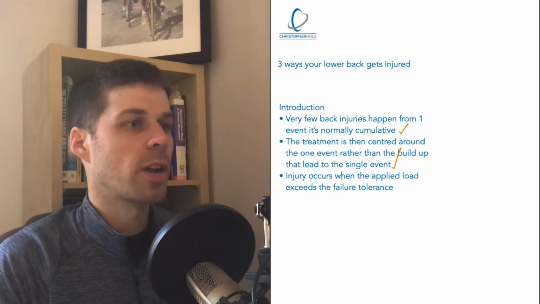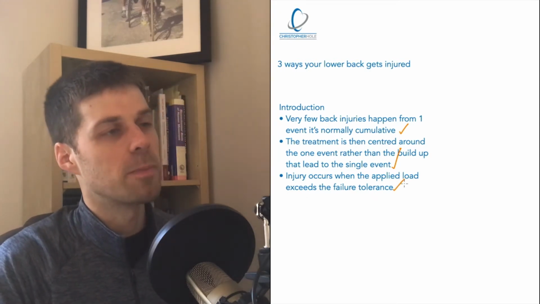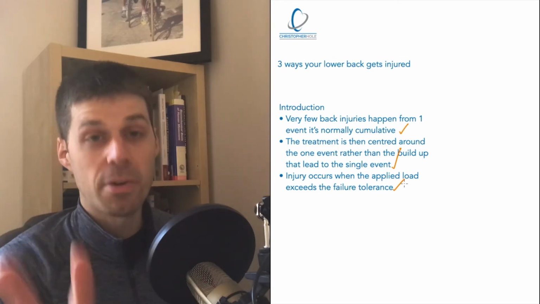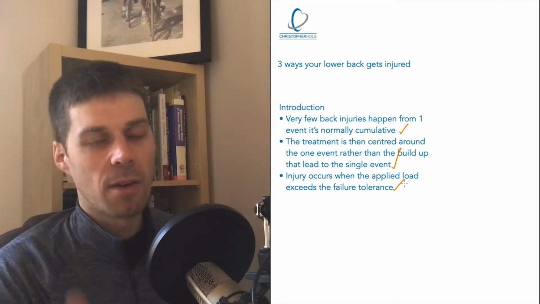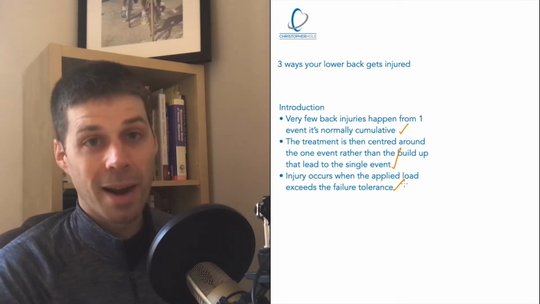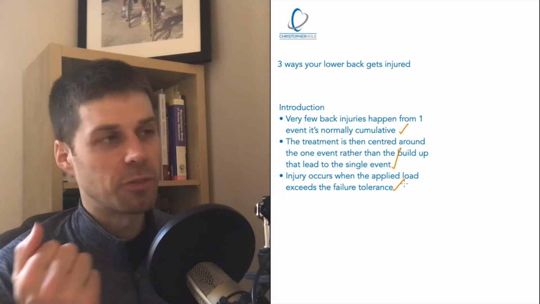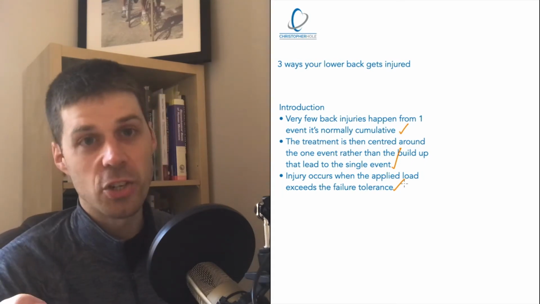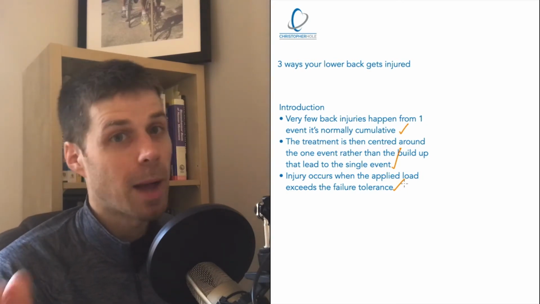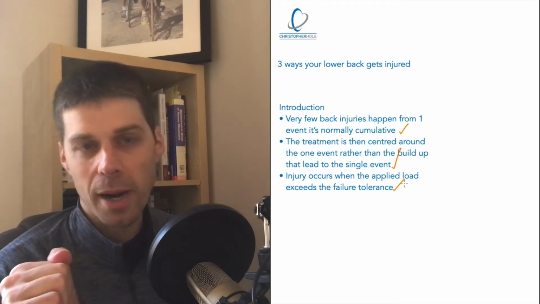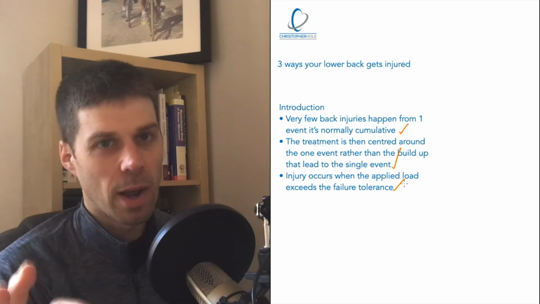Then we've got: injury occurs when the applied load exceeds the failure tolerance, and we're going to describe this next because I've got 4 graphs. 3 is the injury mechanisms. They come from McGill's Low Back Disorders, but I'm just going to be talking through them with my best understanding of the content. Essentially, they come from that book, so if you do need to look them up, please do go get Low Back Disorders. You can order it off Amazon. It's a great book. It will help you no end.